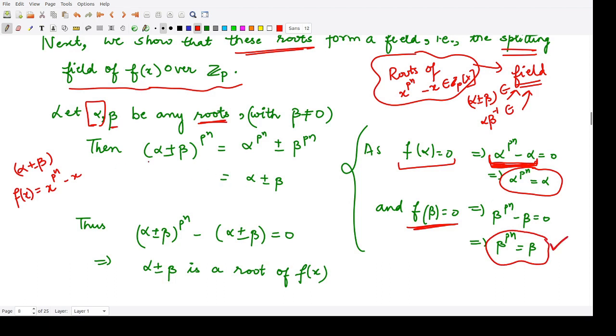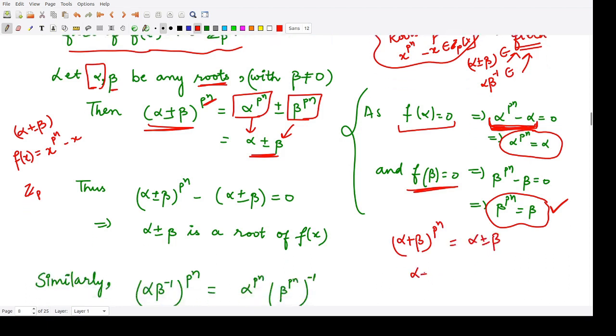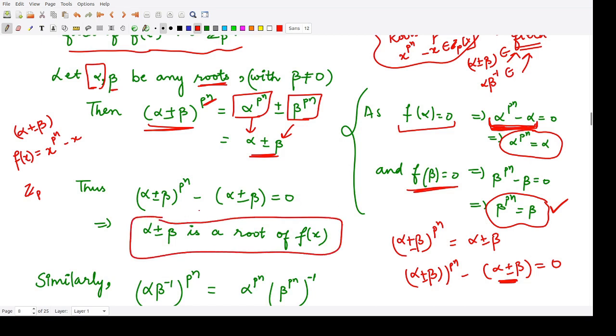Now we want to check whether alpha plus minus beta is a root. For that we take the power p^n. Because we are in Zp, the power can be split into these two terms. This term is nothing but alpha, and this term is nothing but beta. So we get alpha plus minus beta raised to power p^n is equal to alpha plus minus beta, or in other words, alpha plus or minus beta raised to power p^n minus alpha plus minus beta is equal to 0. So alpha plus minus beta also satisfies f of x, therefore it is a root of f of x. This is the first part.